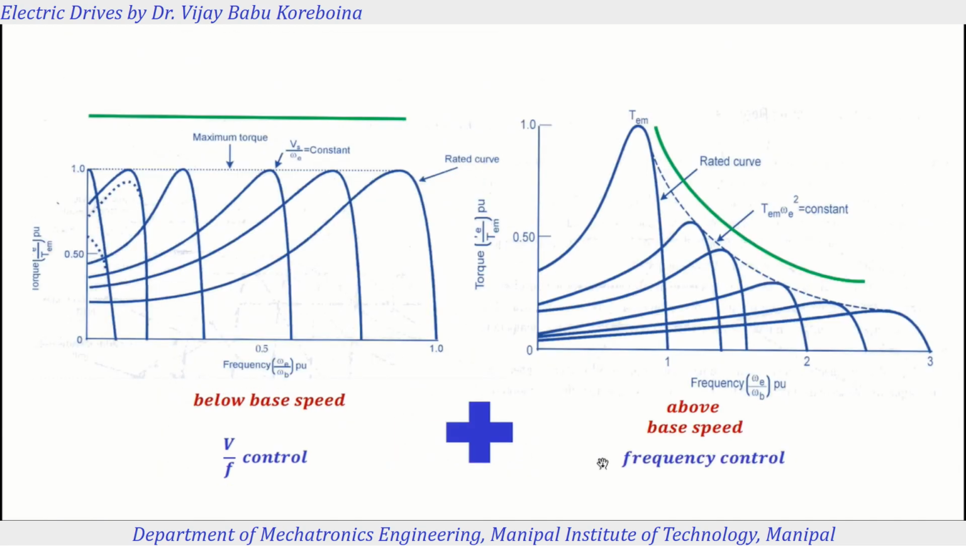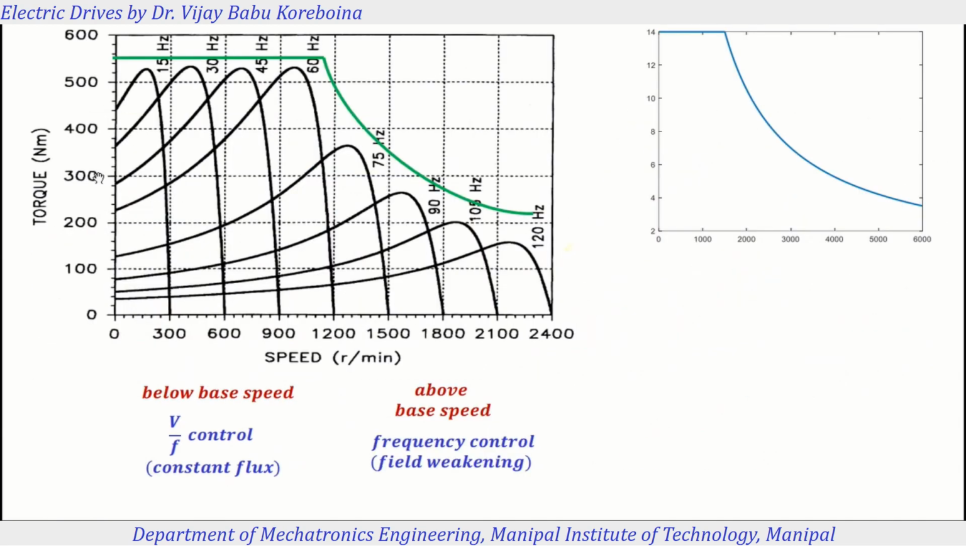So combine these two, what will happen? We'll get characteristics like that. So you'll be changing both frequency as well as voltage in this region, and above the rated speed you are just changing the frequency. Right? So this is what the characteristics look like, and this is what we demand.